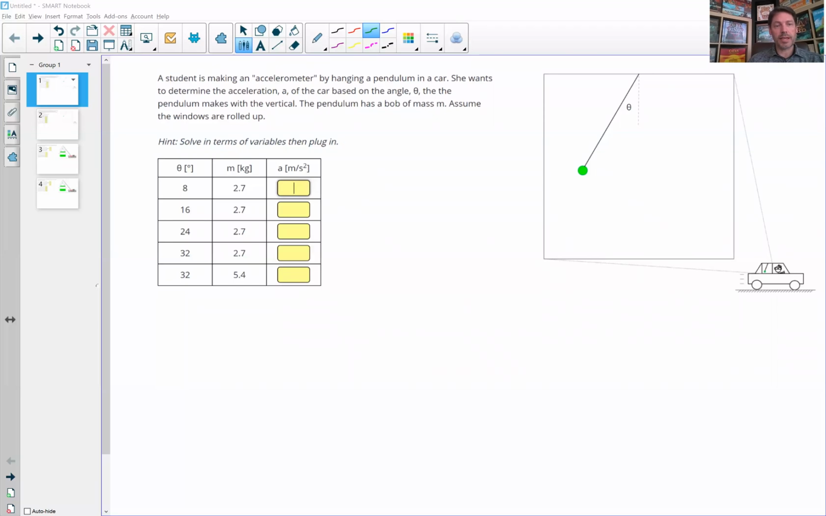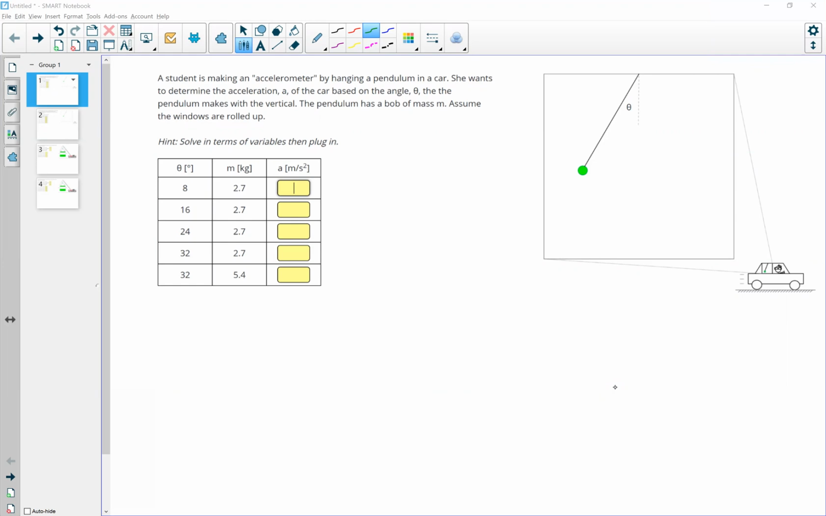So here is the first problem I've had questions about. It says a student is making an accelerometer by hanging a pendulum in a car. She wants to determine the acceleration a of the car based on the angle theta the pendulum makes with the vertical. The pendulum has a bob of mass m. Assume the windows are rolled up, so we're ignoring air resistance.